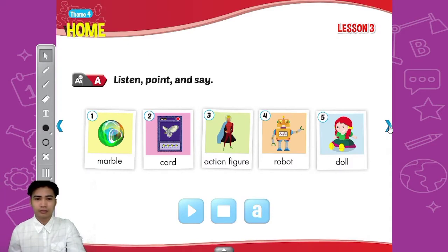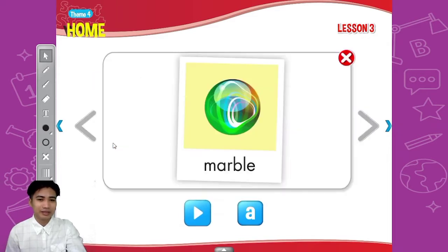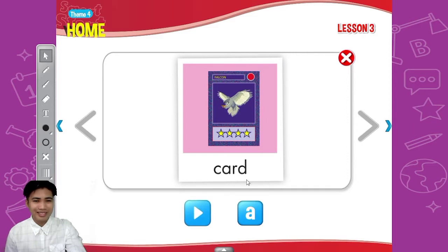A. Listen, point, and say. This is it, your new vocabulary words with teacher. I want you to say it with teacher. Repeat after me. Do you know what this is? Marble. Marble. It's your turn. Marble. Very good. Number 2. Do you know what this is? Card. Yes, it's a card. Great job.